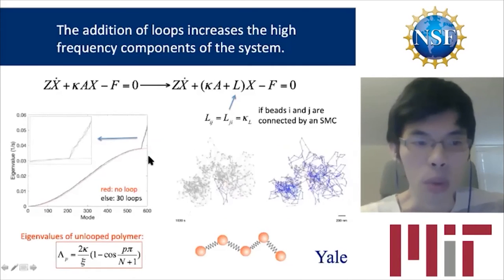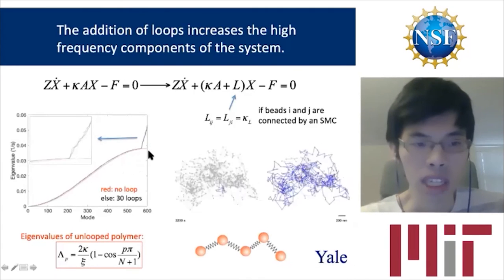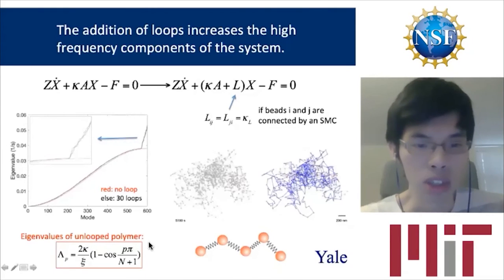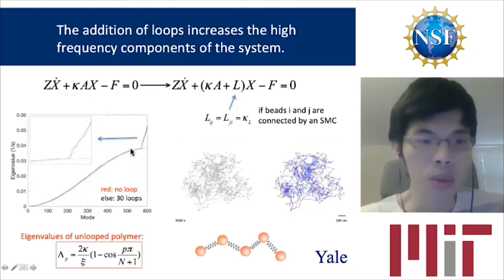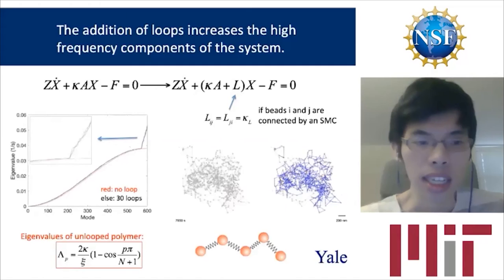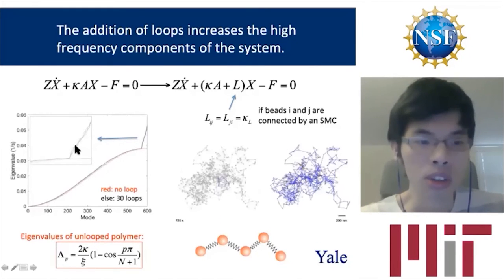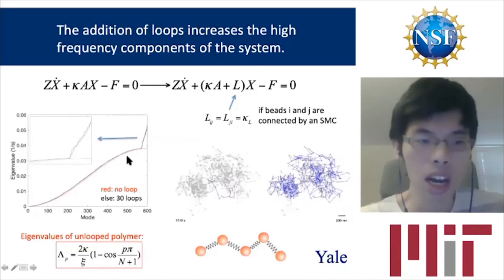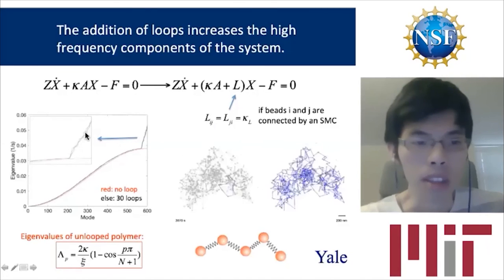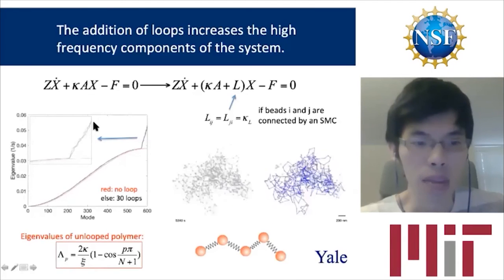In this example, we compare the eigenvalues of looped and unlooped polymers. So the red curve is for an unlooped Rouse chain with 600 beads. The eigenvalues follow the expression we derived earlier. Then we add 30 loops into the system and take several random loop configurations. Interestingly, the last 30 eigenvalues increase significantly, and these correspond to the 30 highest frequency components. However, we also find that different loop configurations actually make little difference. We plot the eigenvalues for different loop configurations in colored lines, and they almost overlap with each other.